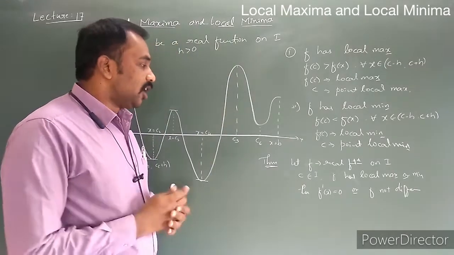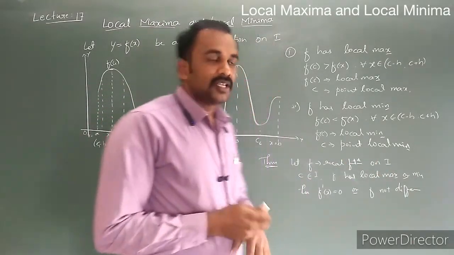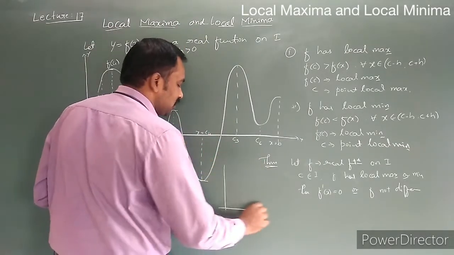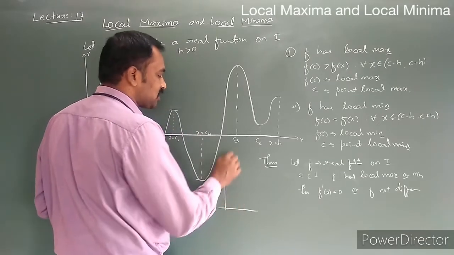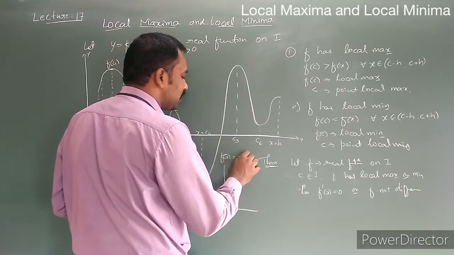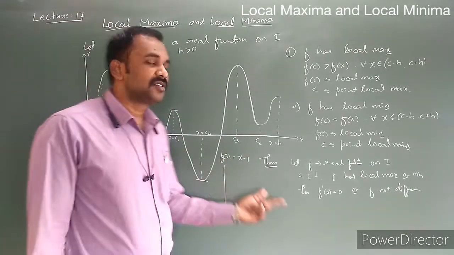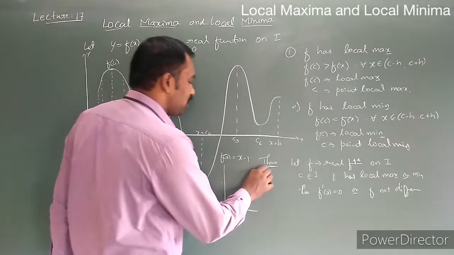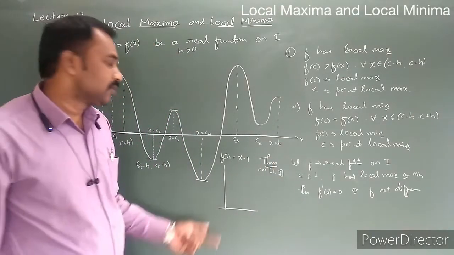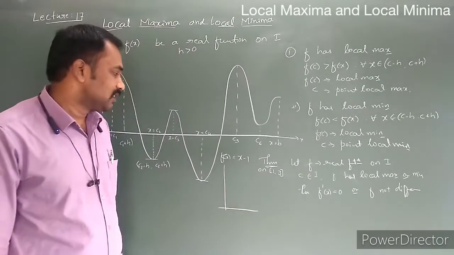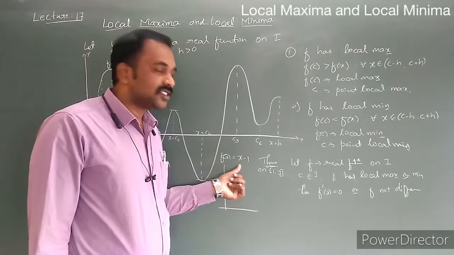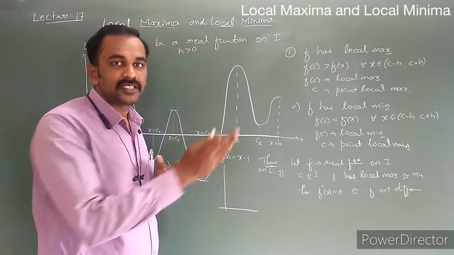Apart from that, another case is that f is not differentiable. For example, suppose the curve is like this. We can take the function f of x is equal to x minus 1, defined in the closed interval 1 comma 3. Looking at this function, f of x is equal to x minus 1, it is a linear equation. Linear equation means we will get a straight line.